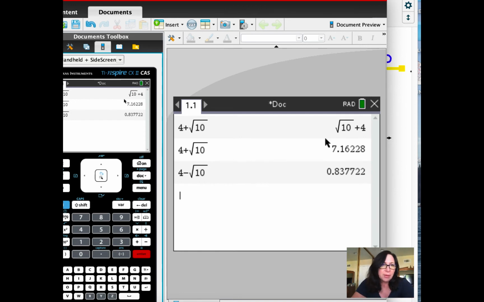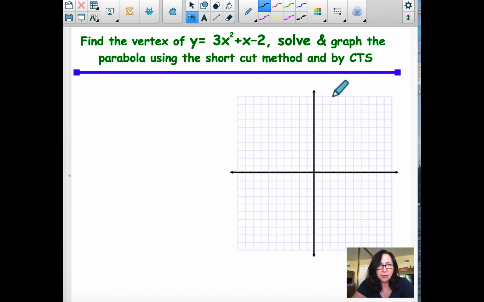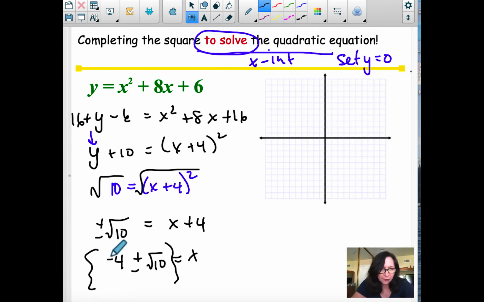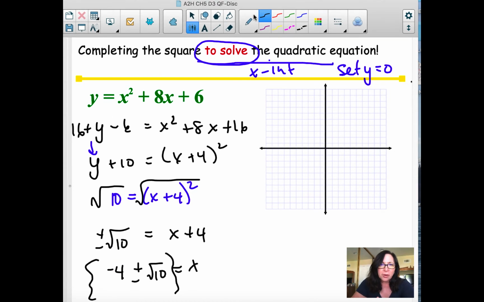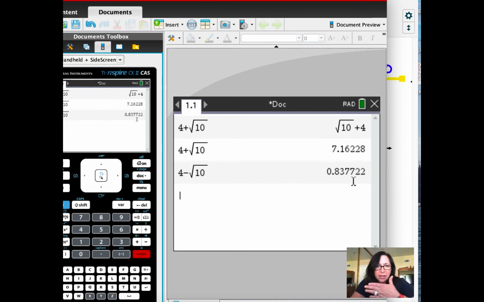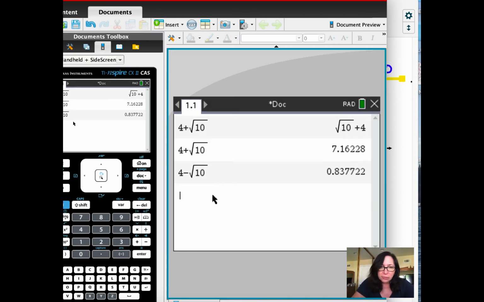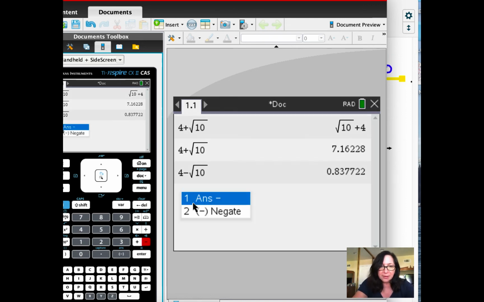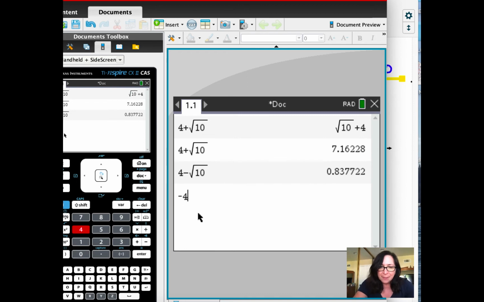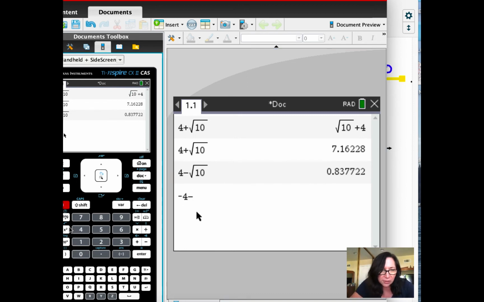Okay, so those are going to be my x-intercepts. Oh, by the way, for this problem, see this negative 4, that makes a difference, right? So when you put those values in your calculator, I didn't put a negative 4 in, so I still get those values. But with negative 4 minus the square root of 10, control square root 10, and approximate, there's my negative 7. Okay, that's what I was trying to say.